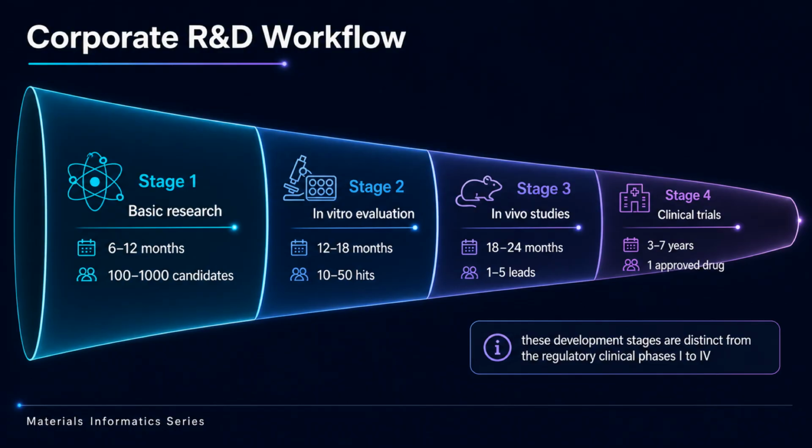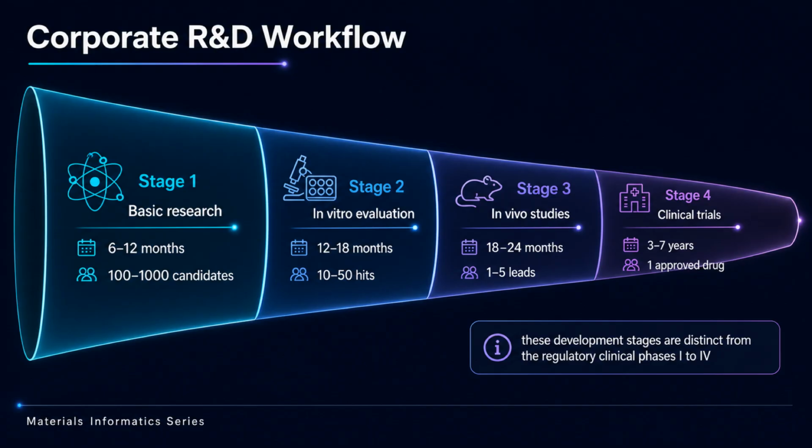Stage 1, basic research, takes 6 to 12 months for target identification and docking simulations, producing 100 to 1,000 candidates. Stage 2, in vitro evaluation, runs 12 to 18 months measuring binding and toxicity, narrowing to 10 to 50 hits. Stage 3, in vivo studies, takes 18 to 24 months to select 1 to 5 leads.